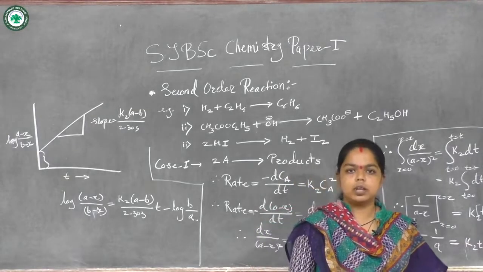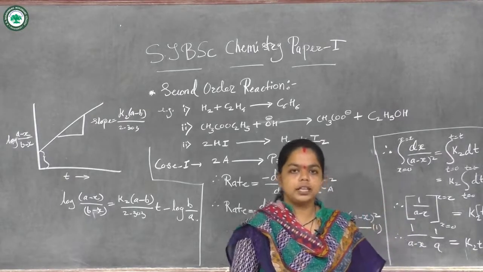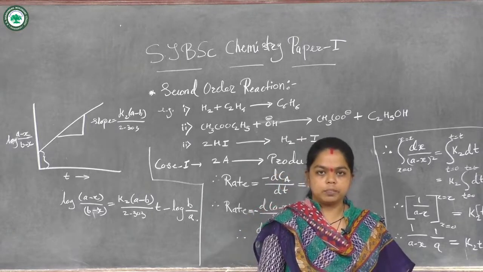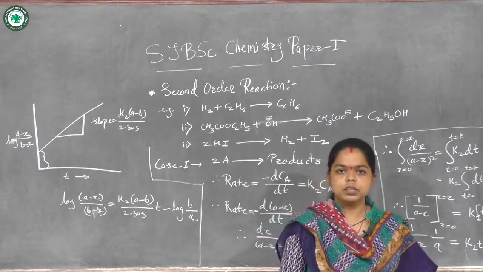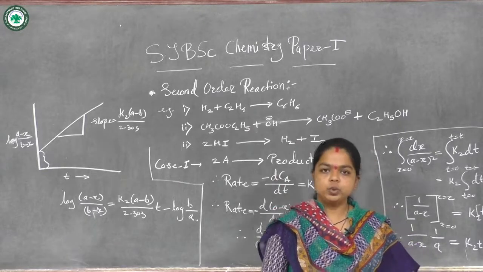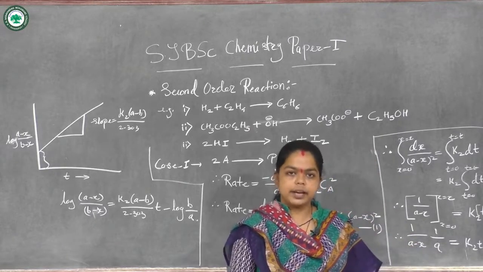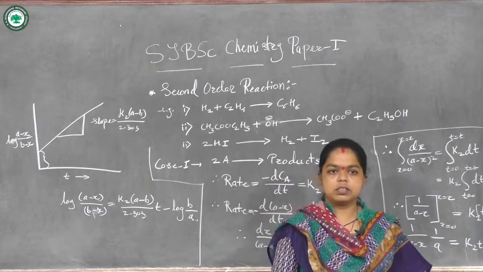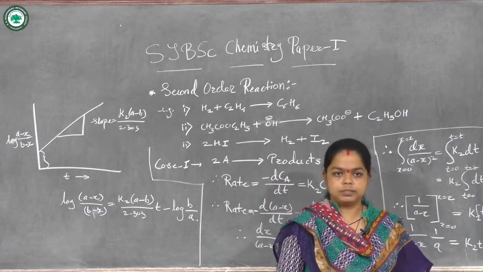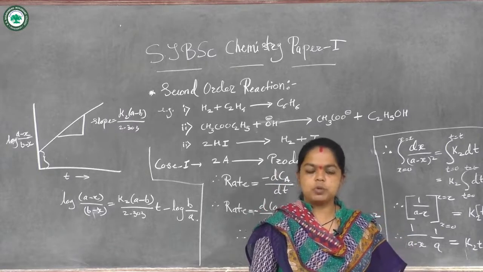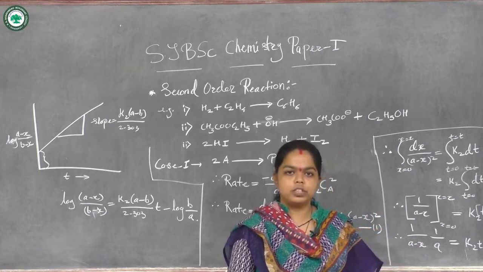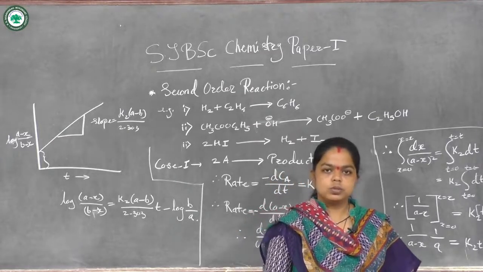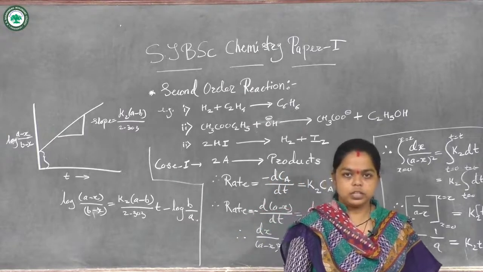So in the second order reaction, when one reactant is involved, the exponent of the concentration term is 2, and if two reactants are involved, then the exponent is 1 for each reactant. So 1 plus 1 becomes 2, so it will be a second order reaction.